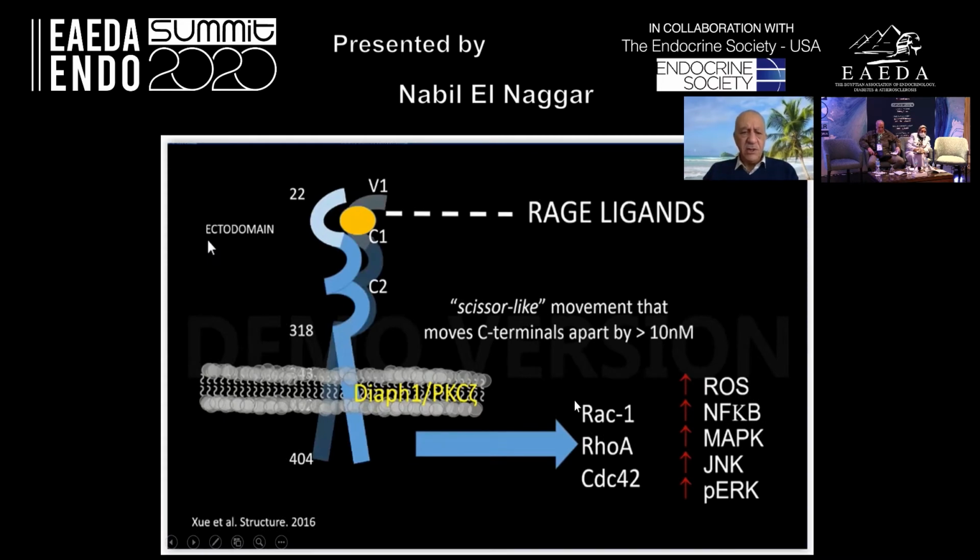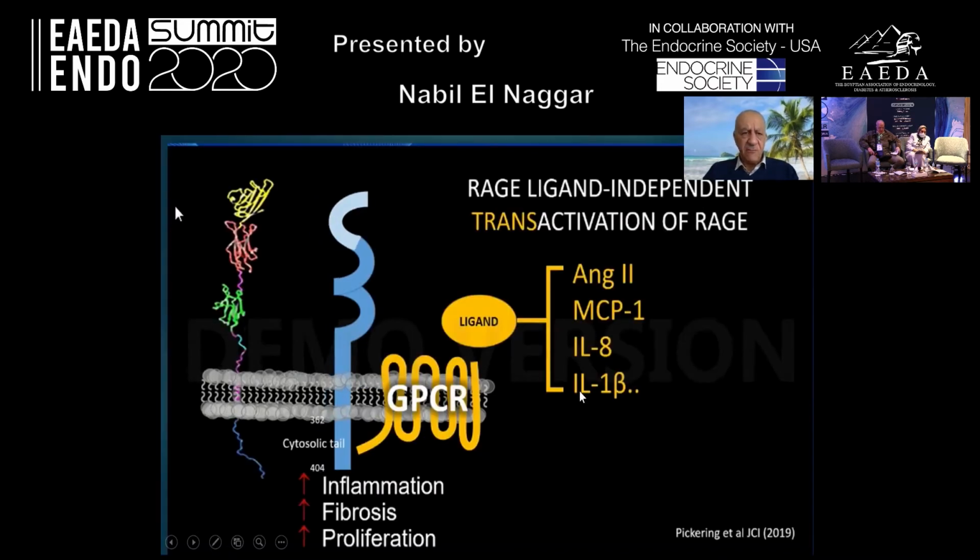And these will all lead to the complications that have been just mentioned. However, you can again see another way of stimulating or activating the receptor by transactivation, where a neighboring receptor can activate this receptor, the RAGE receptor, through transactivation. And this has been shown with angiotensin receptor AT1 and MCP-1, interleukin 8 and interleukin 1 beta. These can transactivate the receptor.